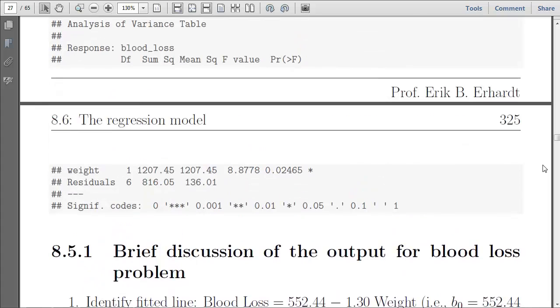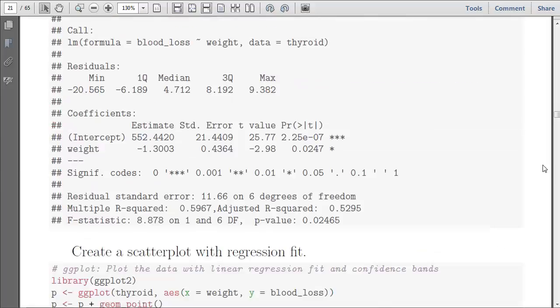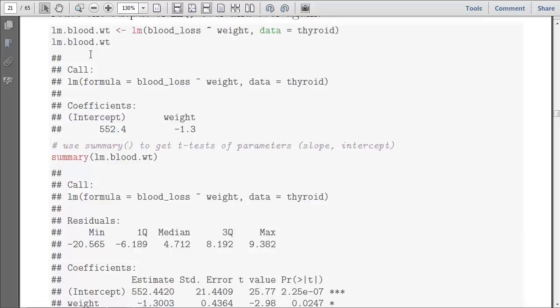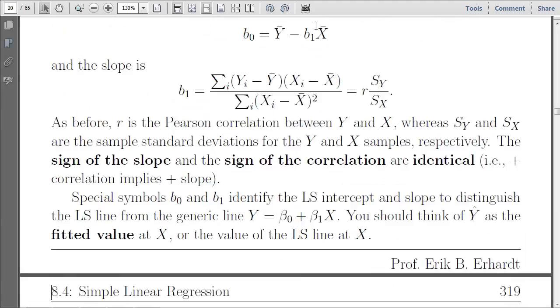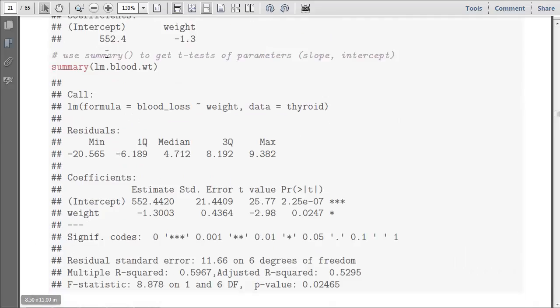So I'm going to page up to the first table we saw here, where we fit the linear model and got the lm.blood.weight variable, and then we looked at the summary. And in this summary, we had a line in the coefficient table of weight. And here's the estimate, negative 1.3. And now we're going to do a t-test.